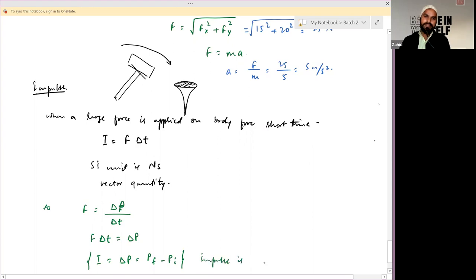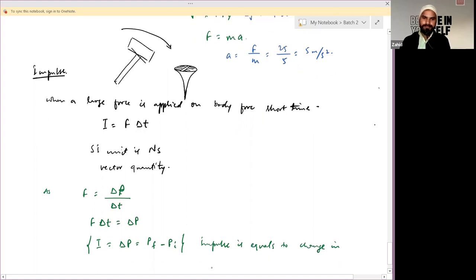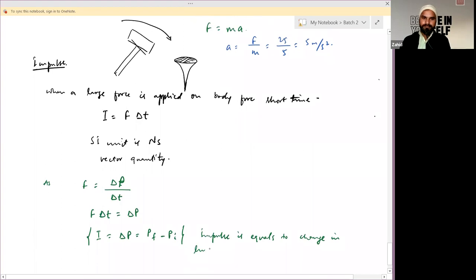Impulse equals change in linear momentum, or it will be termed as the impulse momentum theorem.